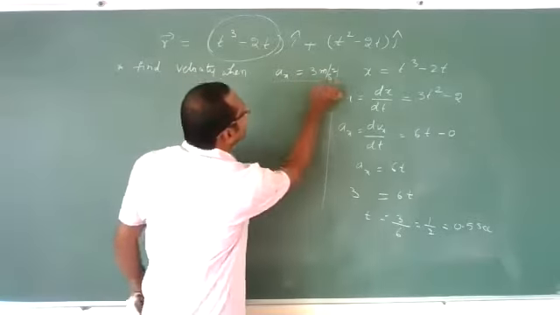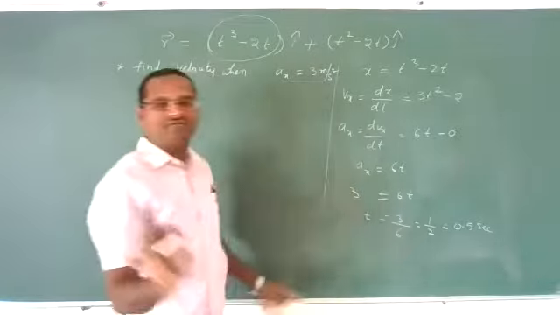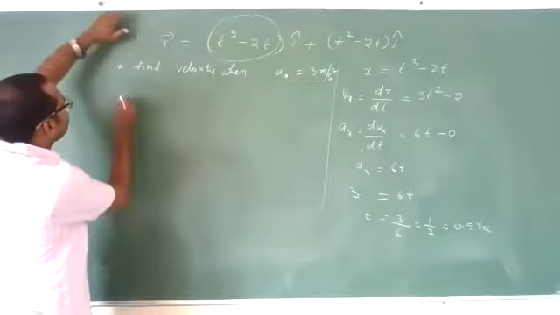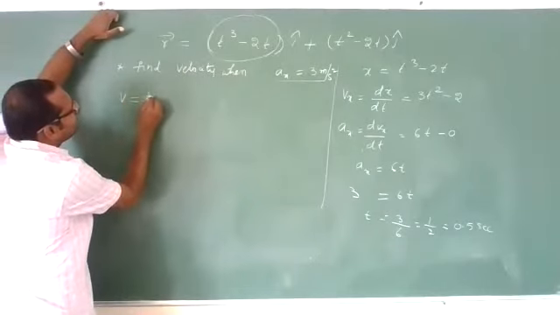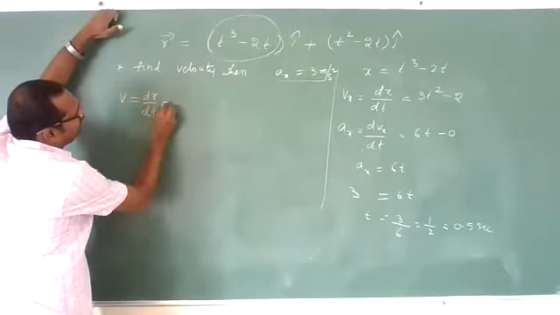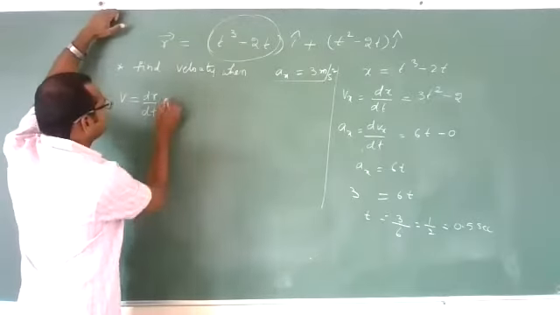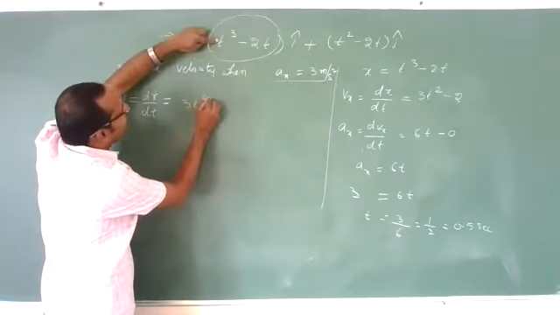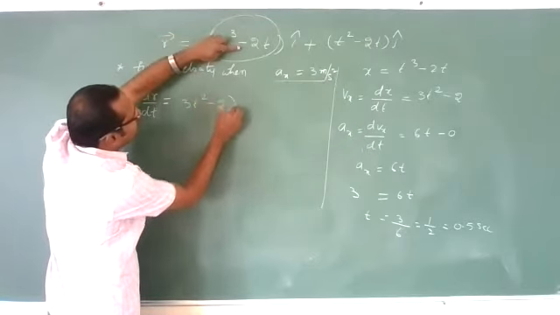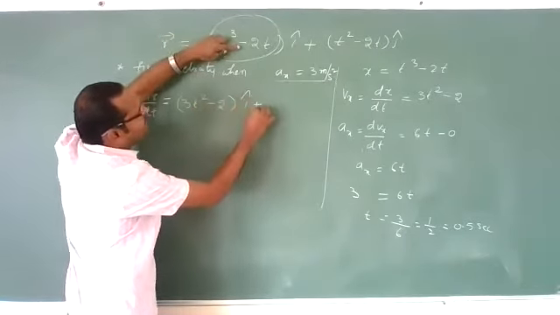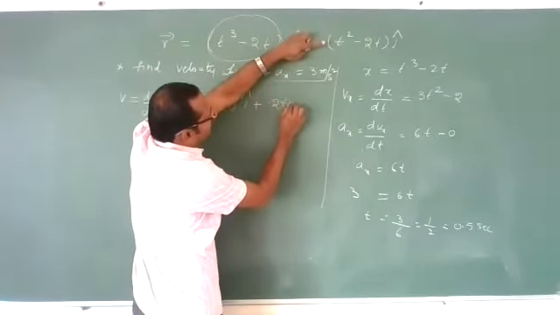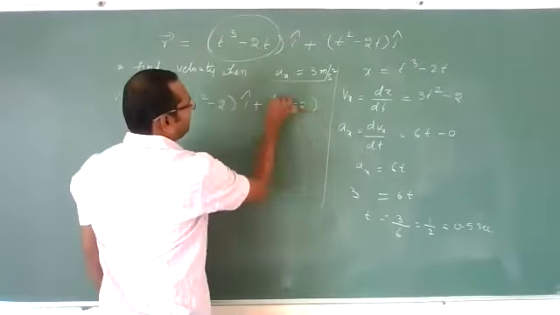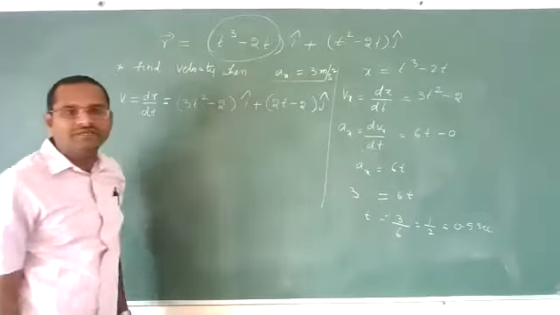So what you need to find is the velocity when a is equal to 3 meter per second square. Means first, from this condition we need to find the time. We got it. Now we want velocity. So how do we write velocity? Velocity can be written as dr by dt. Yes or no? Yes. So dr by dt for this will be (3t square minus 2) i cap plus (2t minus 2) j cap. This is the velocity you get.